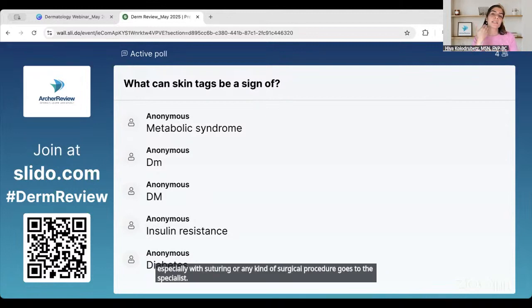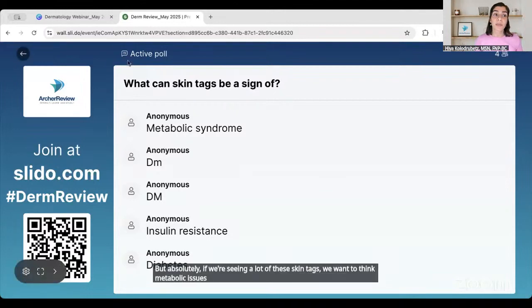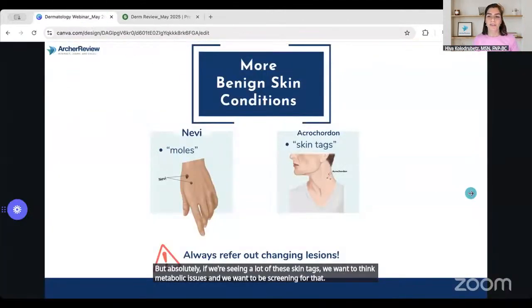But absolutely, if we're seeing a lot of these skin tags, we want to think metabolic issues and we want to be screening for that and watching for that in these patients.